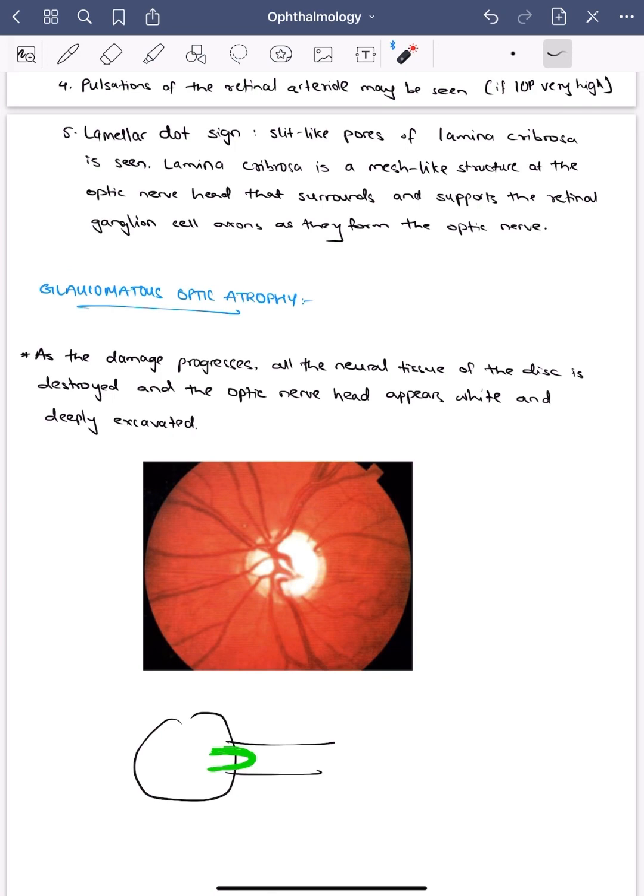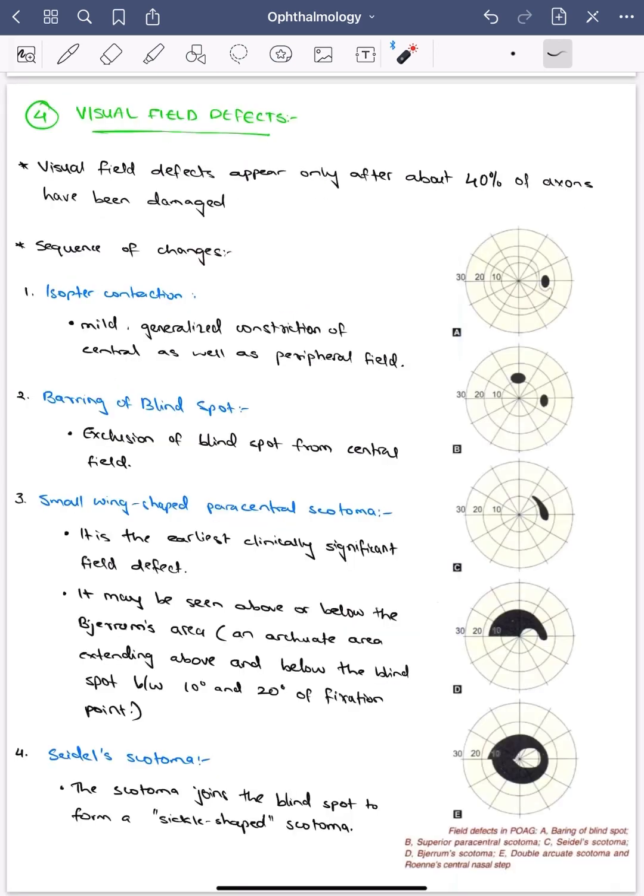Now moving on to the third, that is visual field defects. The visual field defects appear only after about 40% of the axons have been destroyed. Now the sequence of changes of visual field defects in glaucoma is usually asked as a short note or a short essay. Now you have to study it in the same order. The sequence of changes are: the first is isopter contraction, that is, there is mild generalized constriction of the central as well as peripheral fields. So the first is isopter contraction.